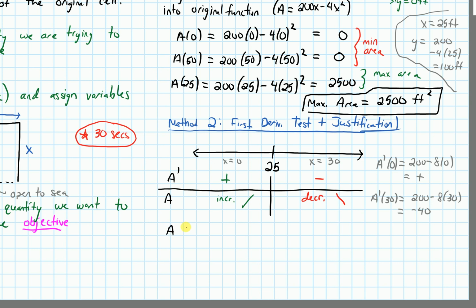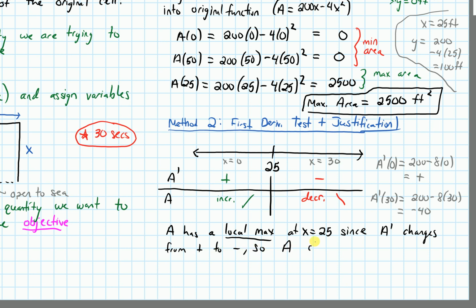So A has a local max. Remember, this first derivative test was for local maxes and local mins at x equals 25, since we always got to say our justification for these. Since the derivative changes from positive to negative, as a result, that means the original function A changes from increasing to decreasing. So the fact that it changed from increasing to decreasing is what gives us this local max here.